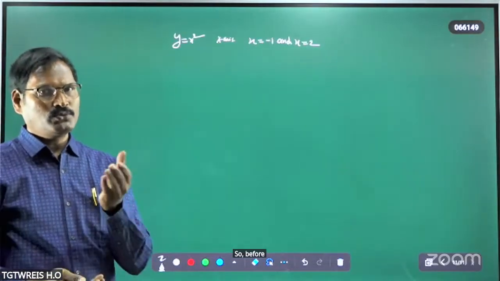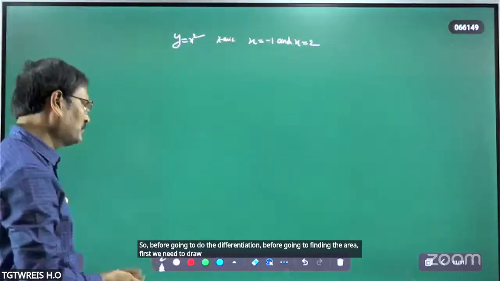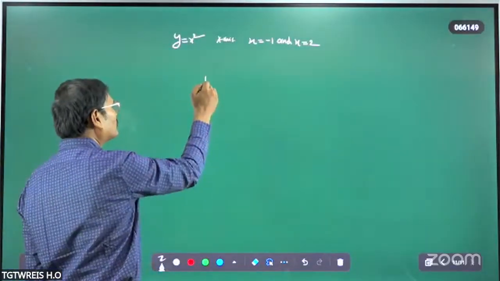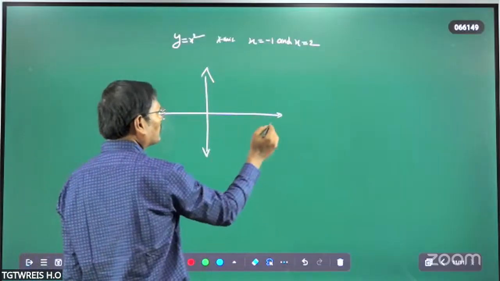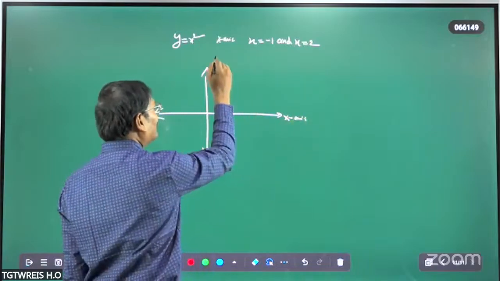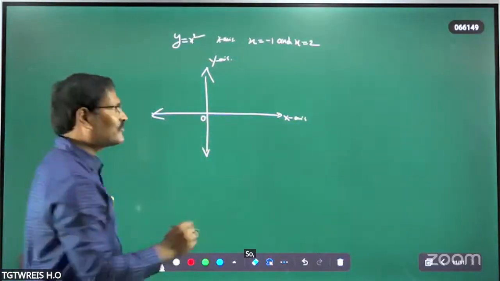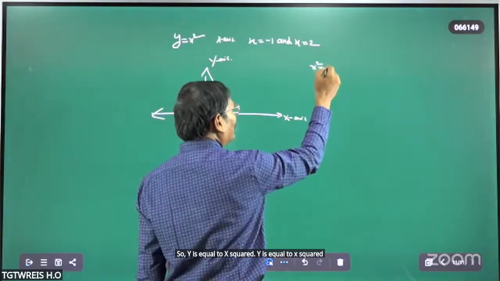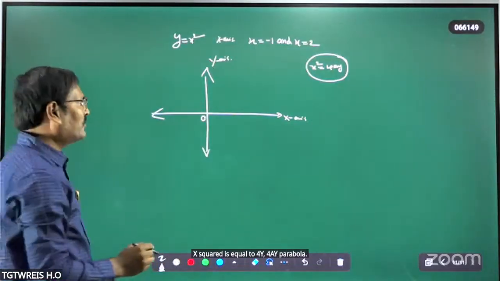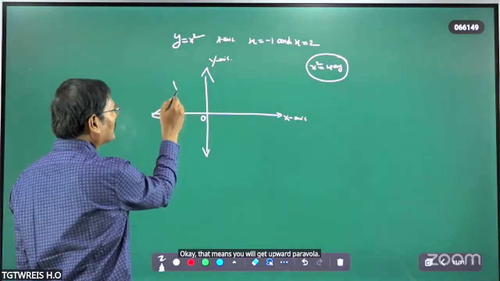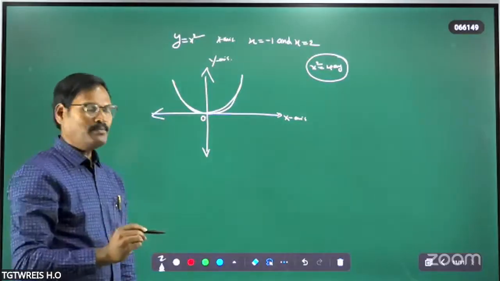So before finding the area, first we need to draw the graph. X-axis, y-axis. So y is equal to x square. Y is equal to x square means x square is equal to 4ay, a parabola. That means you will get an upward parabola. Not an exact diagram.